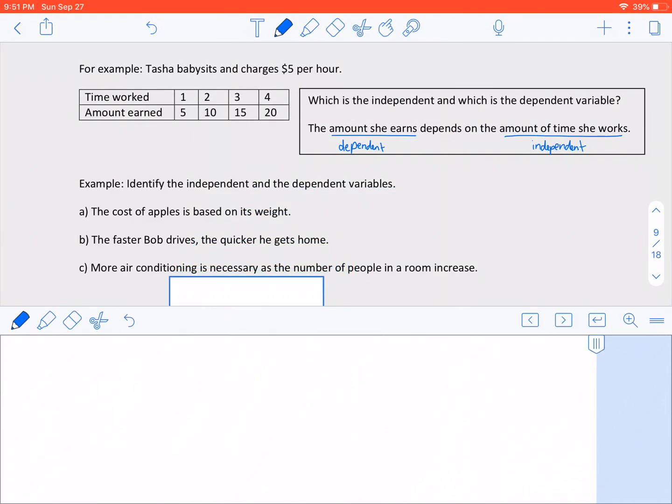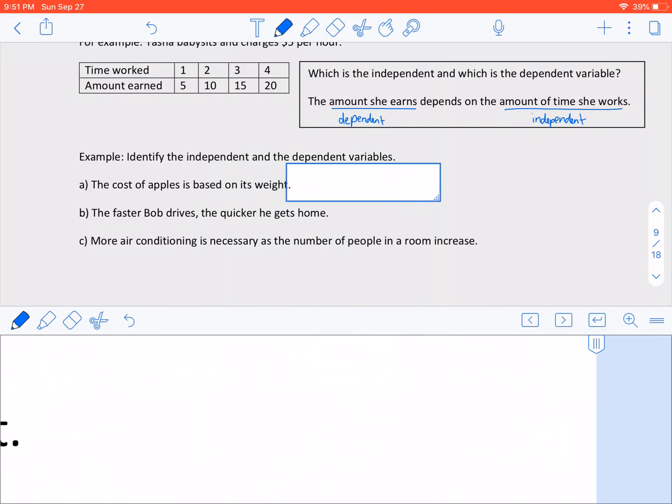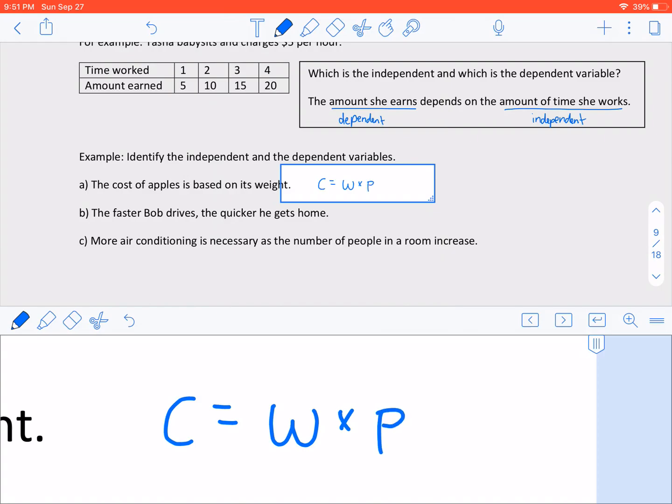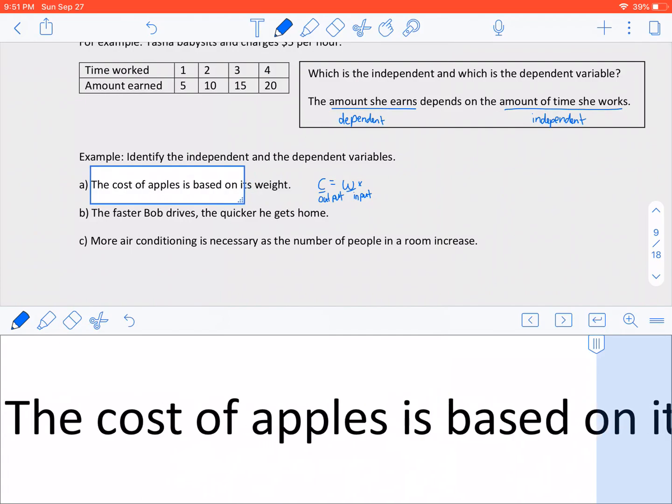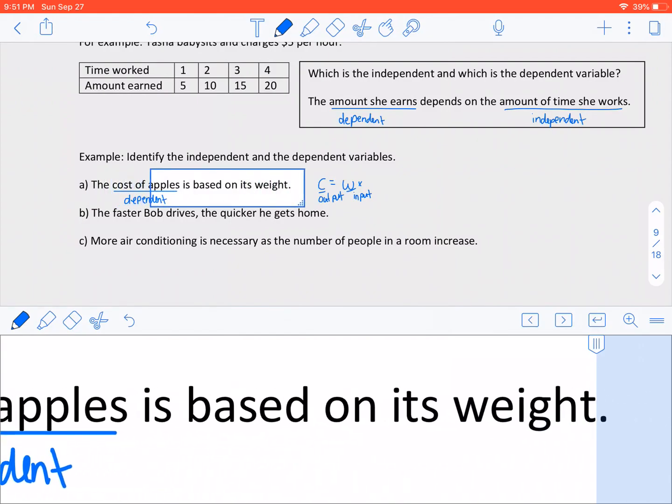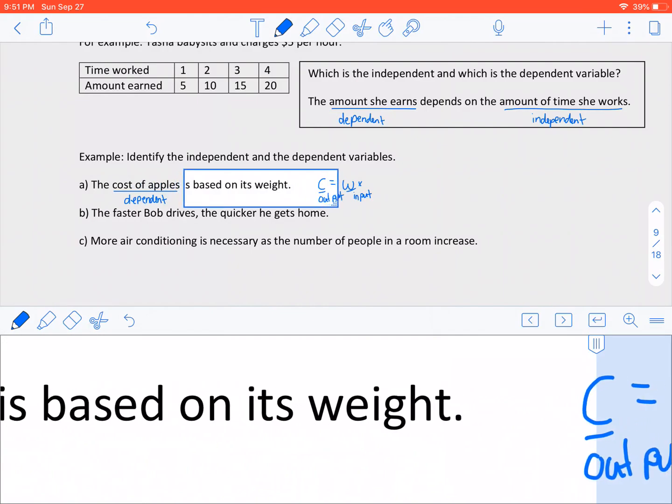Okay, the cost of apples is based on its weight. So cost, we'd say cost equals whatever the weight is times the price. So in this case, C, my cost, is my output. Weight is my input. So cost, dependent, weight, independent.